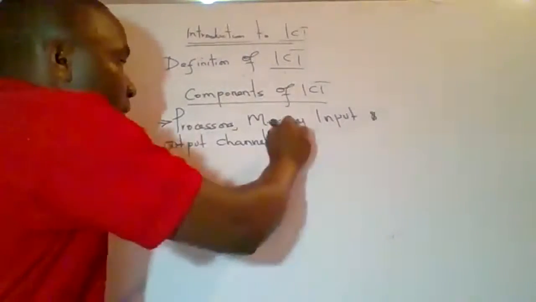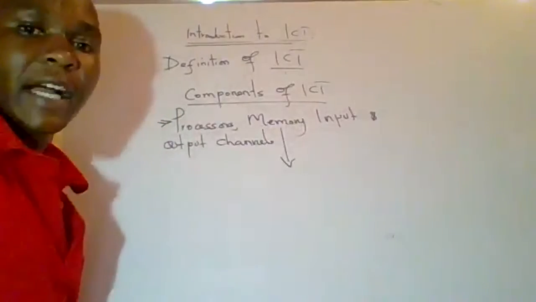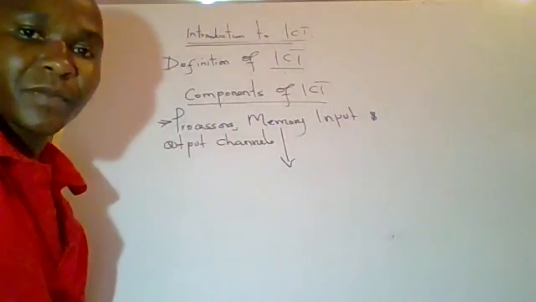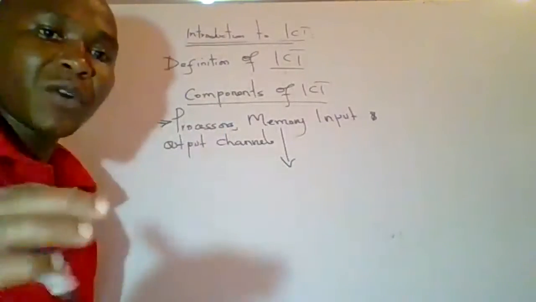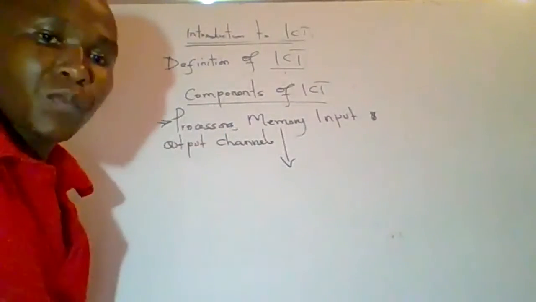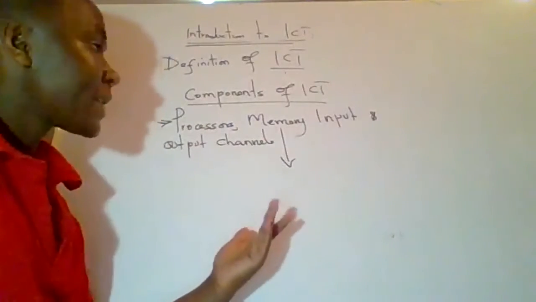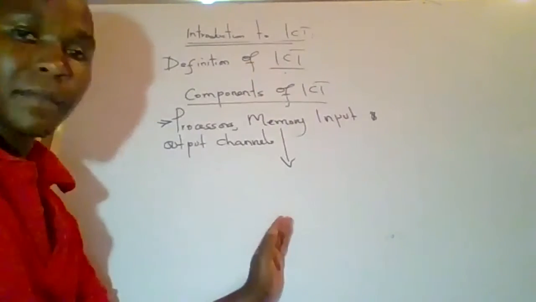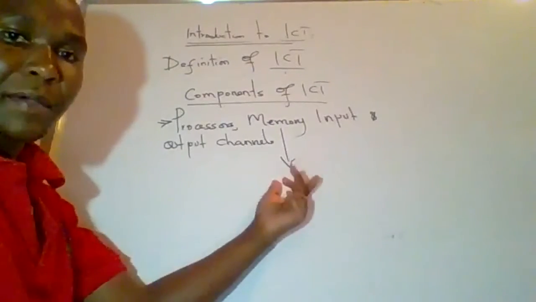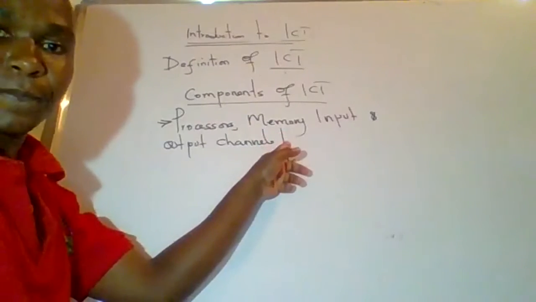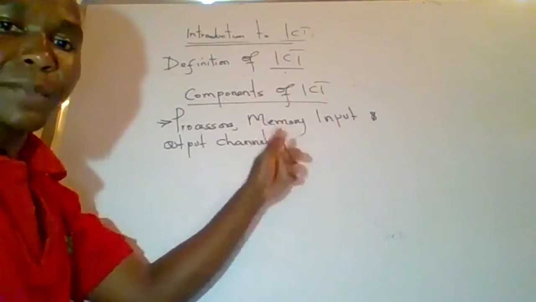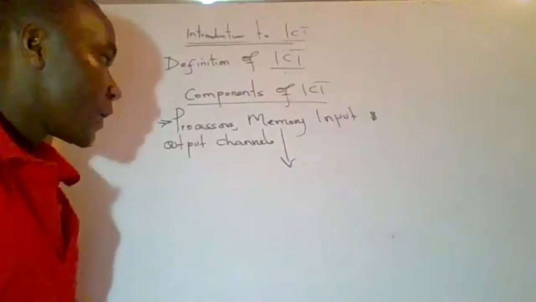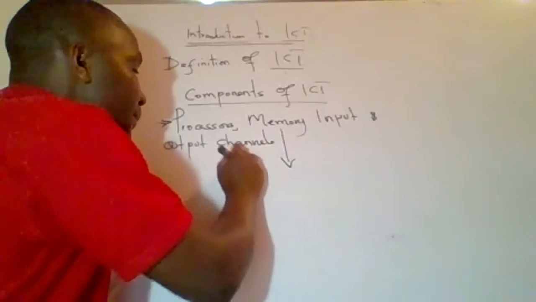Ukisema memory, when you say memory, a computer has two types of memory. Ukibuy computer, each time you go to purchase a computer, the first thing you see is what? Computer ikona memory in space yangapi? Unaangalianga memory. That memory is the component. So in a computer, we have two types of what? A storage.